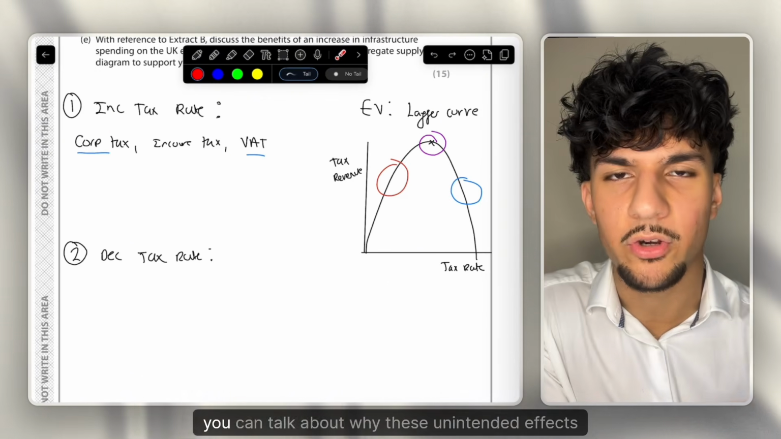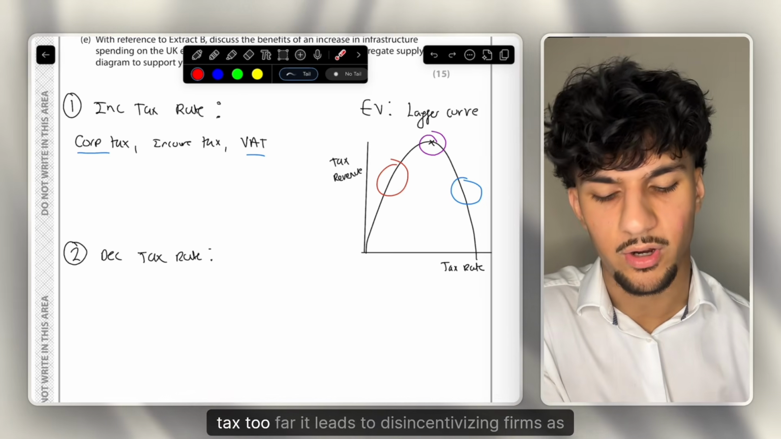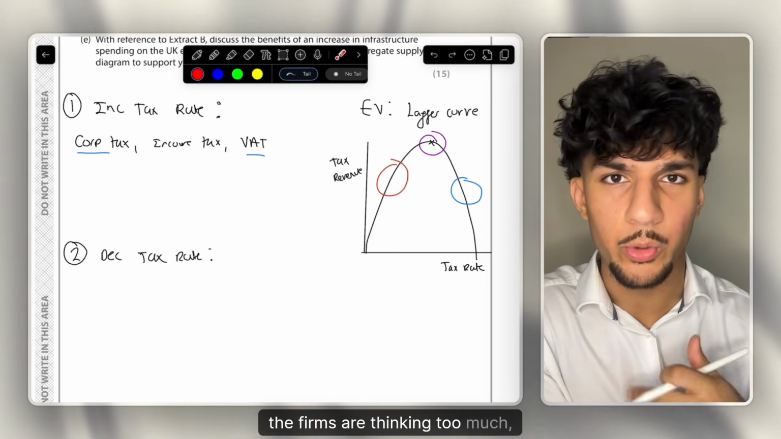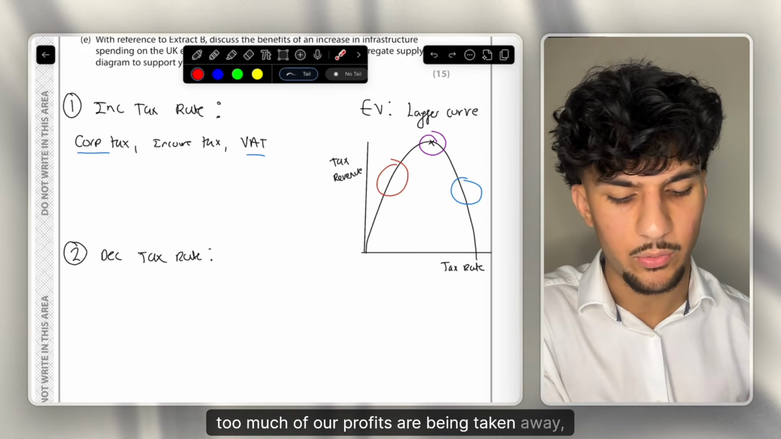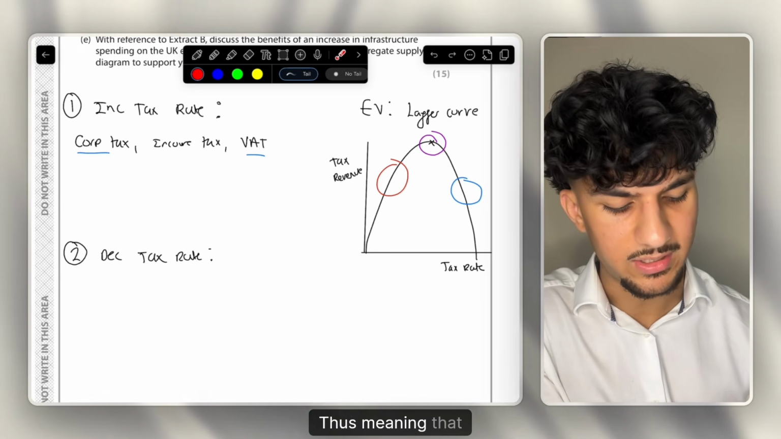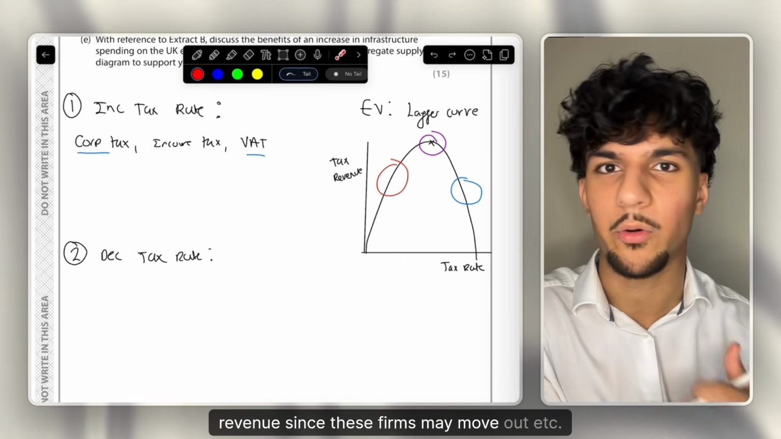You can talk about why these unintended effects are happening. If they increase corporation tax too far, it disincentivizes firms, as the firms are thinking too much of our profits are being taken away, so let's either stop producing or move to another country. That means there's actually going to be a decrease in tax revenue since these firms may move out, etc.